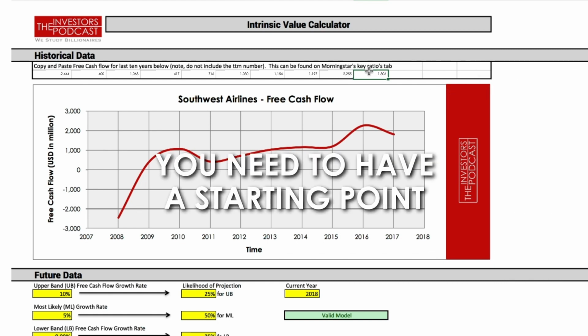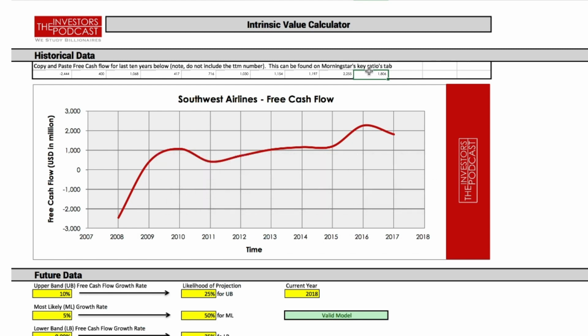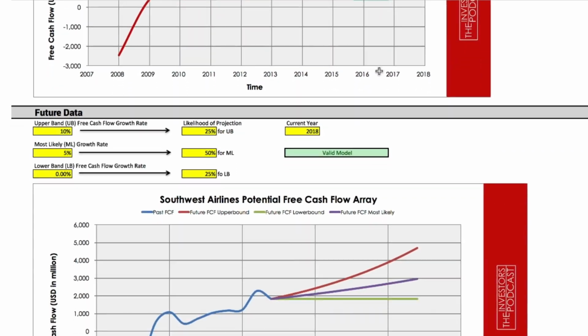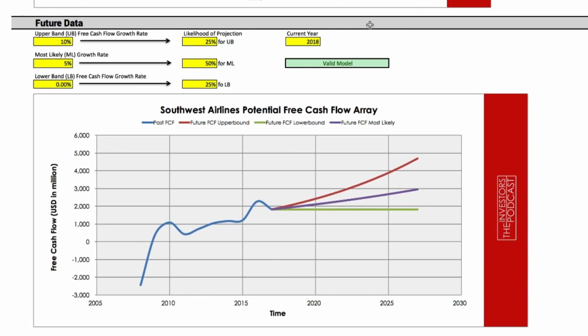But you need to have a starting point. So let's just use the historical data here and say it's around 1800. And then we can talk about the 3 different cases. So if we start with our base case or most likely, what do we expect to happen?